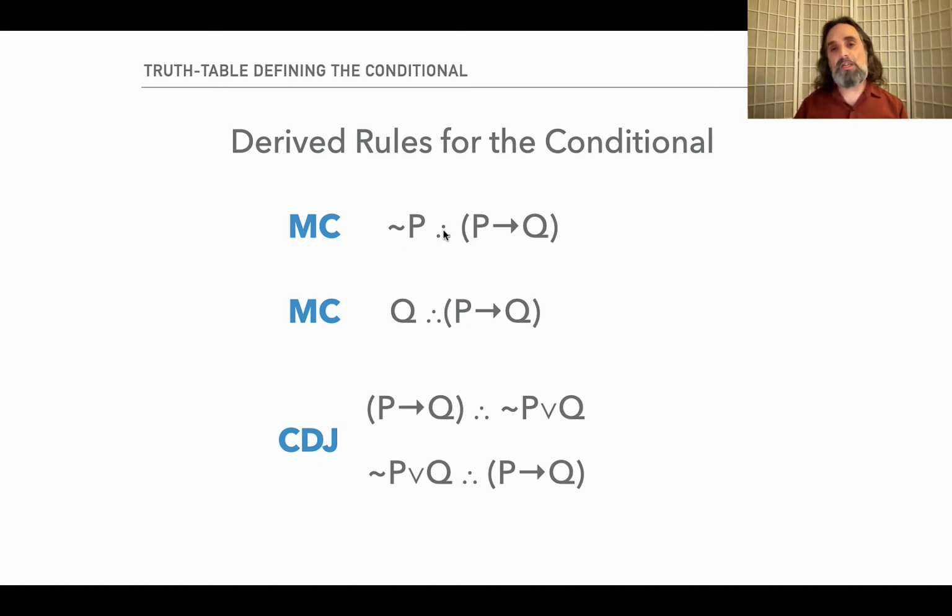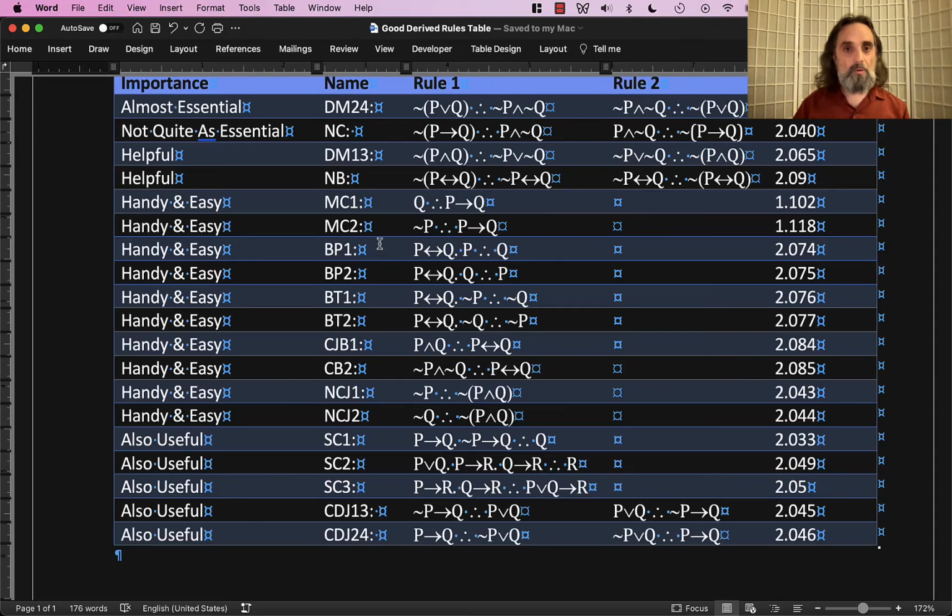And these are particularly useful because they let us build conditionals. For disjunctions, conjunctions and biconditionals, we have rules that let us build them: ADJ for conjunctions, ADD for disjunctions, and CB for biconditionals. Well, these two derived rules, MC, we can now use to build conditionals, and so they're handy. If we look on the table, we see there's MC1, the two versions of MC, their theorems, problems 1.102 and 1.18, and then the CDJ rules are down there at the bottom.